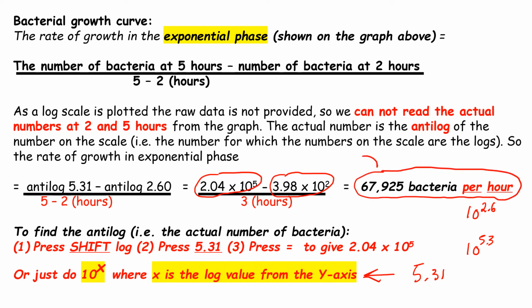So we've just worked out the increase in population number per hour by reading off the log numbers at the hours that we were given, so between 2 and 5 hours, and we've converted the log number back into the original population number by going 10 to the power of that log number.